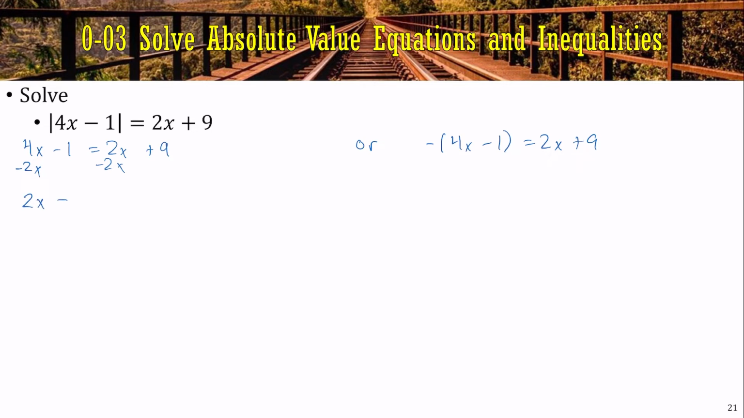Solve 2x minus 1 equals 9. I'll get things away from the x, so we'll add 1. Then divide by the 2, so x is 5.